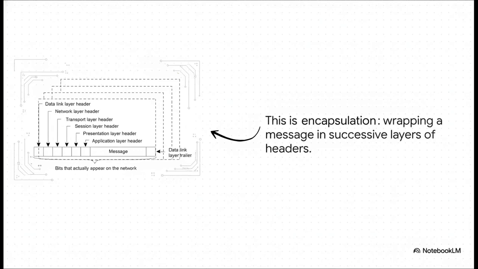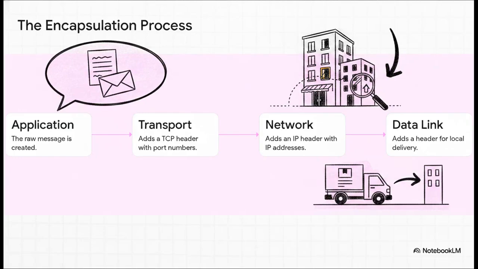Our original message gets placed inside a digital envelope by the first layer. Then that whole envelope gets put inside another one by the next layer down, and so on. Each of these envelopes, which we call a header, has instructions that are specific to that layer's job. It's pretty amazing. Each layer just does its one job without needing to know what the other layers are up to. Let's break that down with our mailing analogy.